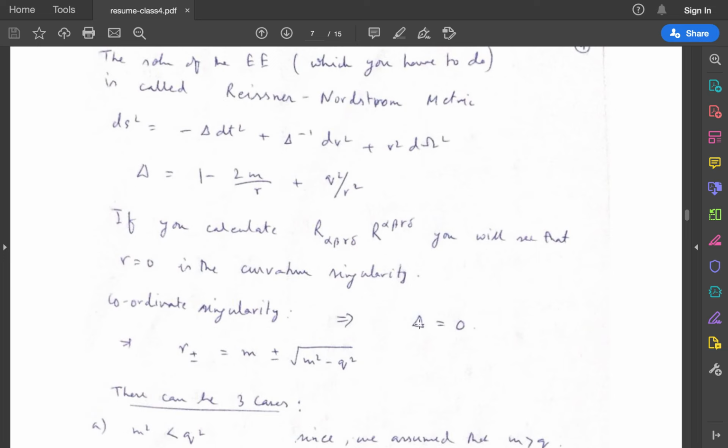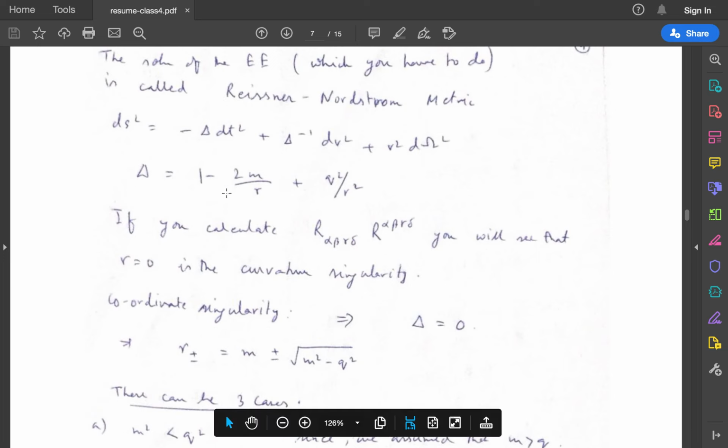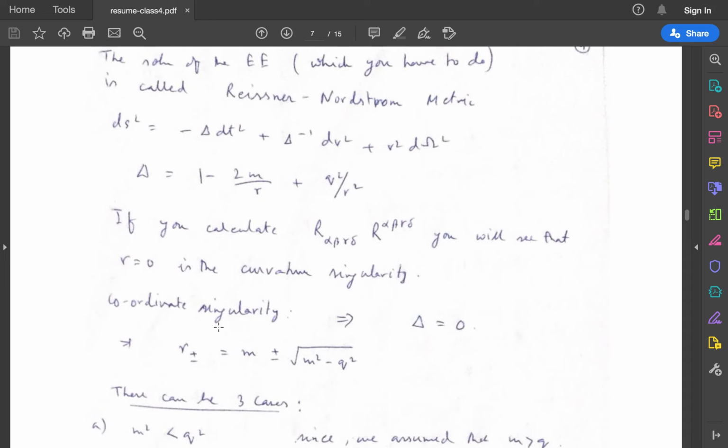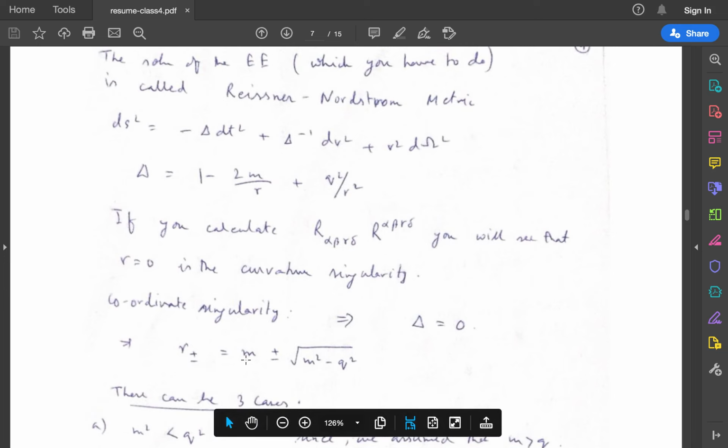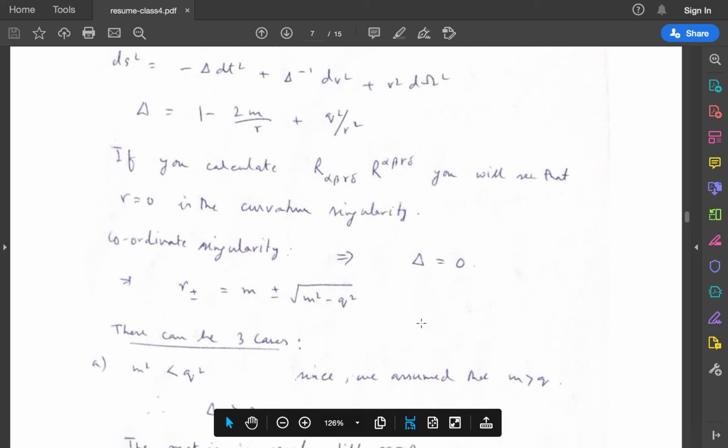Okay, so delta is 0 when, if I put this to be 0, I will get some relation with r, and r has an r squared term, so we have both positive and negative solutions, r plus-minus, which is given by m plus-minus the root of m squared minus q squared. So we have two radii at which delta goes to 0. This is a new thing that we encounter.